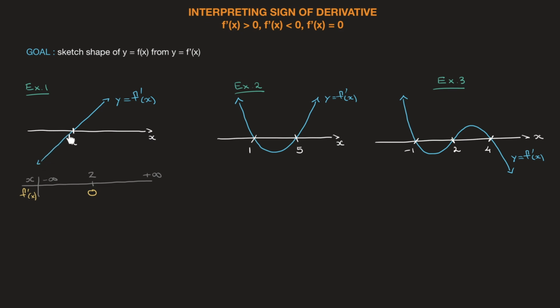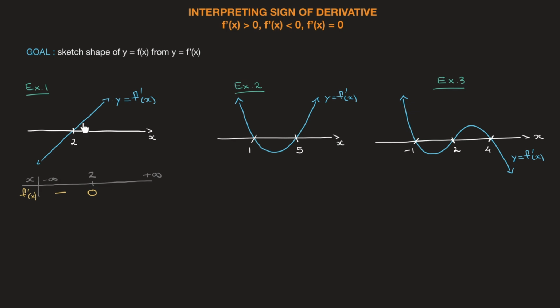Then, looking at this graph, we can see that to the left of 2, the y-coordinates here are negative. And since y is equal to f dash of x, if the y-coordinates are negative, then f dash of x is negative. So for all x values less than 2, f dash of x is negative. And so I write that here, like so. I put a negative sign here, which tells us that from negative infinity to 2, f dash of x is negative. I carry on. For x values greater than 2, we can see that the line is above the x-axis.